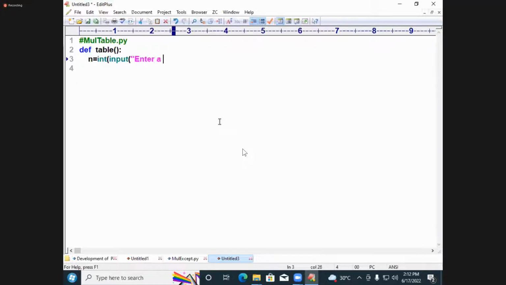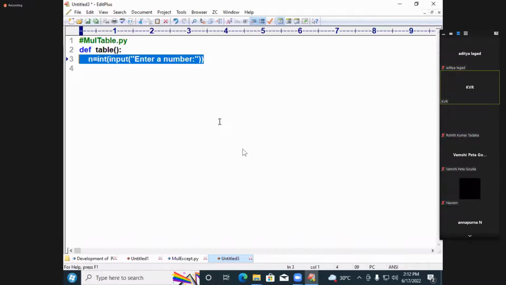Enter a number. Very good. Which type of exception chance is there to get because of that? Value error. In which case will a value error come? Enter a number, I will enter $. Which exception will come? Value error. Enter a number, I am entering only space: value error. Enter a number, I will enter caviar.